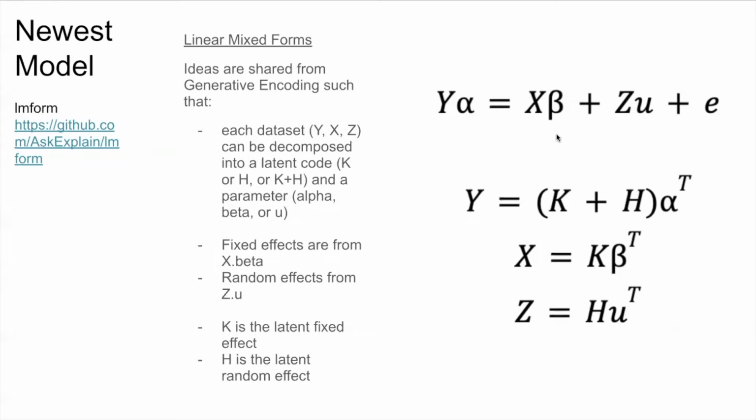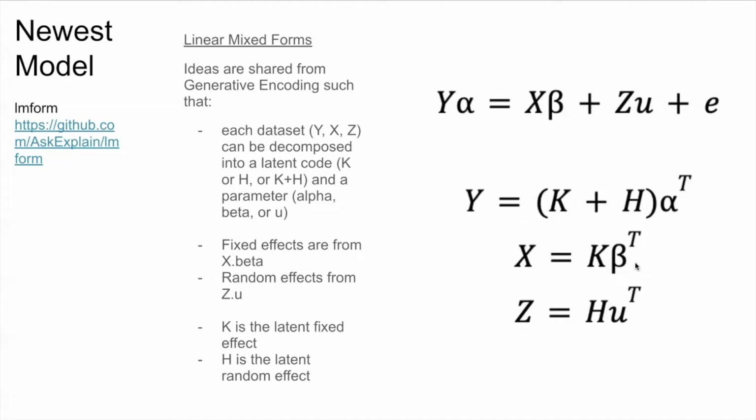So how do we convert them into the same space? Well, we want to decompose Y, X, and Z into a set of latent variables that are common or shared across all of the Y, X, and Z's. So here I state that Y is decomposed as K plus H and then matrix multiplied by alpha transpose, where alpha transpose is related to alpha in the top line, Y alpha. So that implies that Y alpha is equivalent to K plus H alpha transpose alpha, but I'll go into more details on that later.